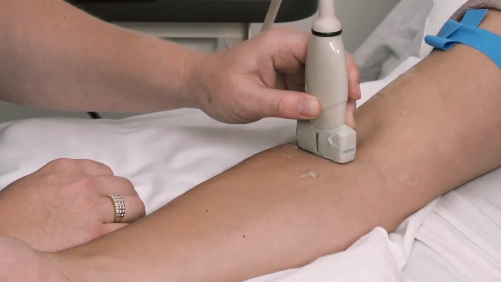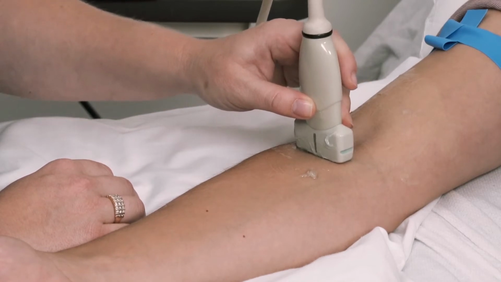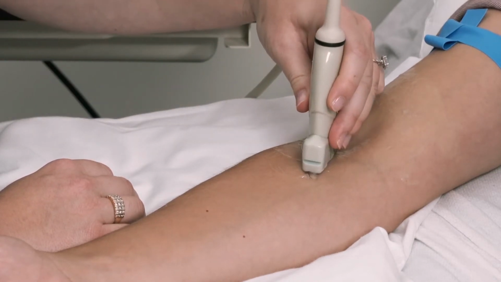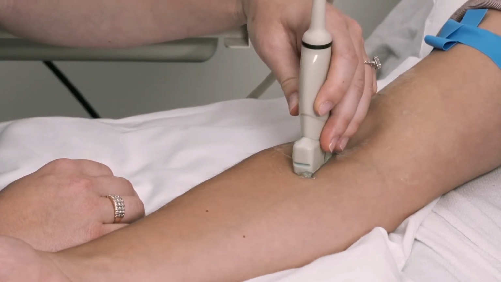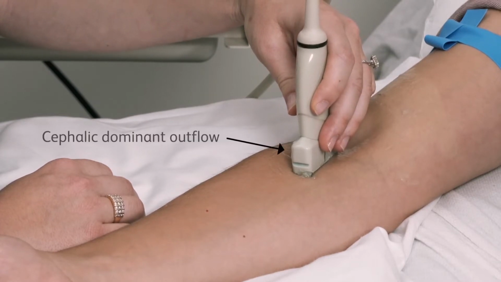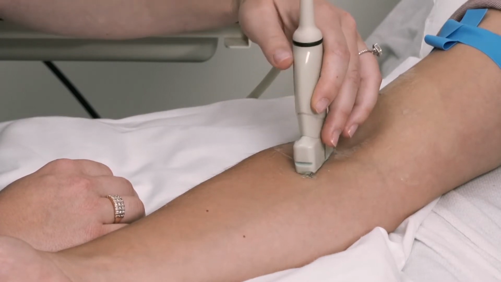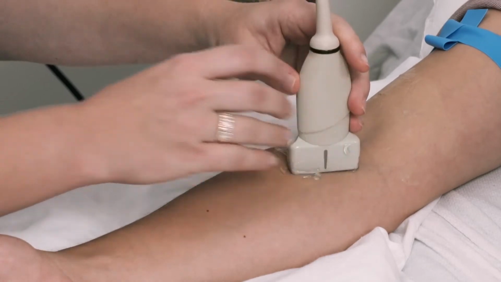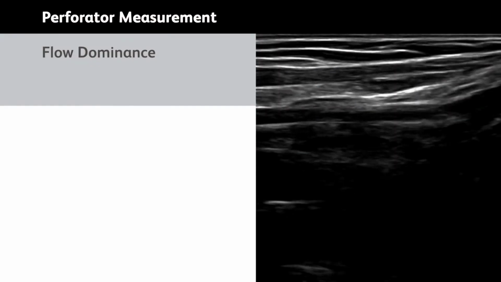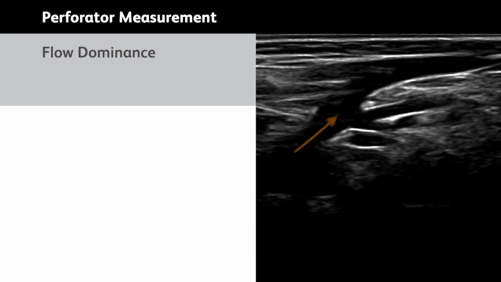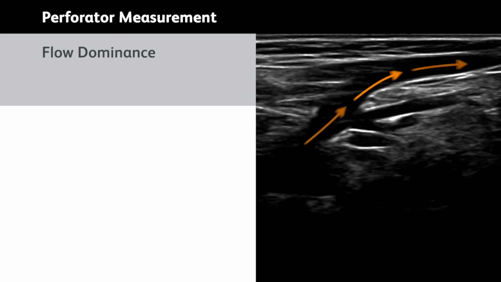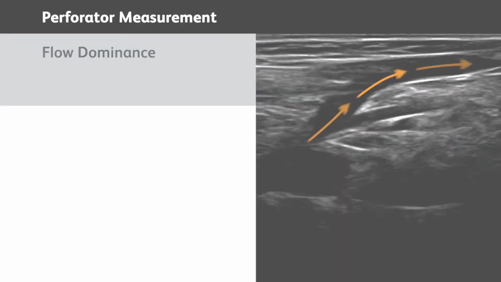It is important to note for the physician the flow dominance. At the proximal forearm where you have identified the perforator, rotate your probe to the long axis to determine if the candidate has a cephalic dominant outflow as shown here or basilic dominant outflow as shown here. Flow will predominantly travel to the larger outflow vein and in line with the perforator configuration.